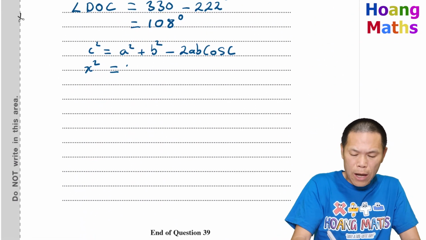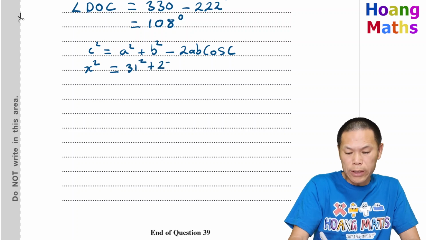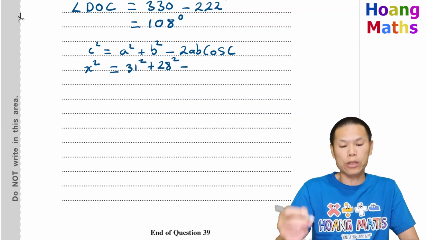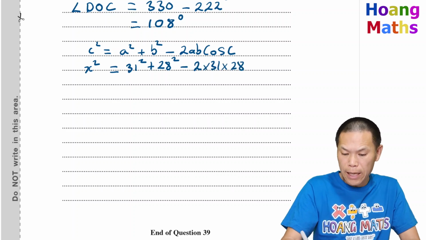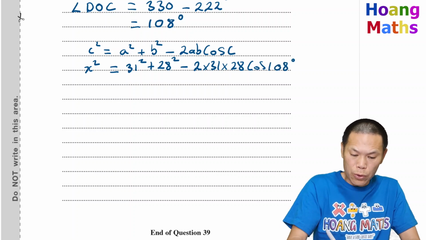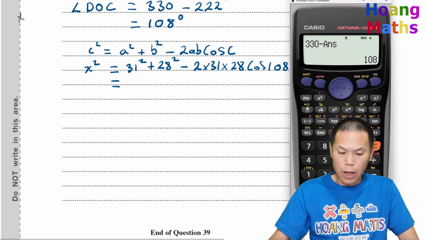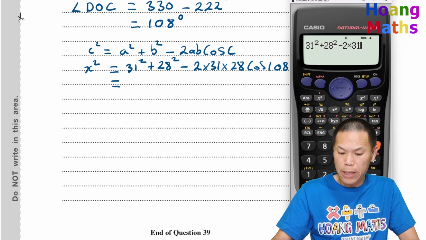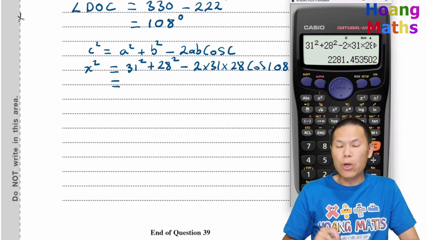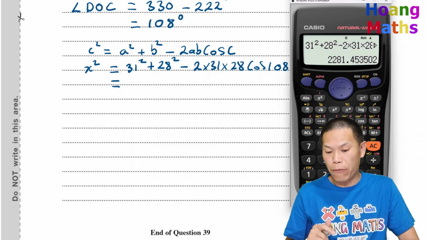So 31 squared plus 28 squared minus 2 times 31 times 28 cos of c, that is 108 degrees. So I just go 31 squared plus 28 squared minus 2 times 31 times 28 cos of 108. So there you go, 2281.45 will do.